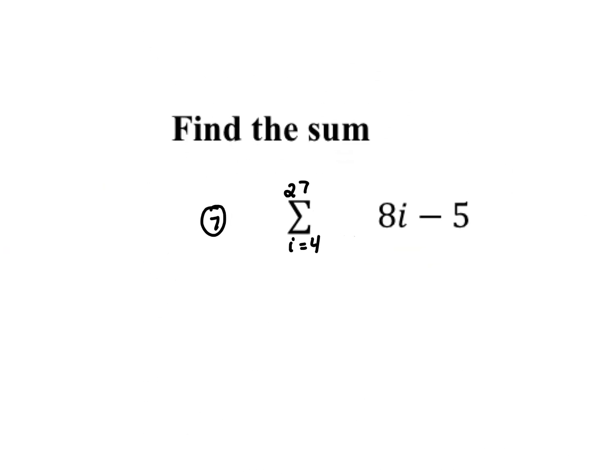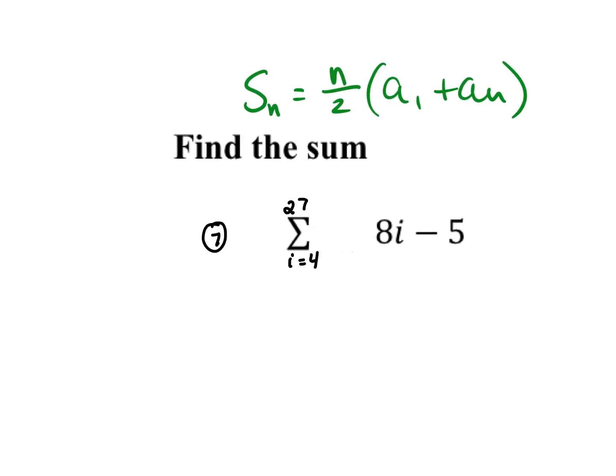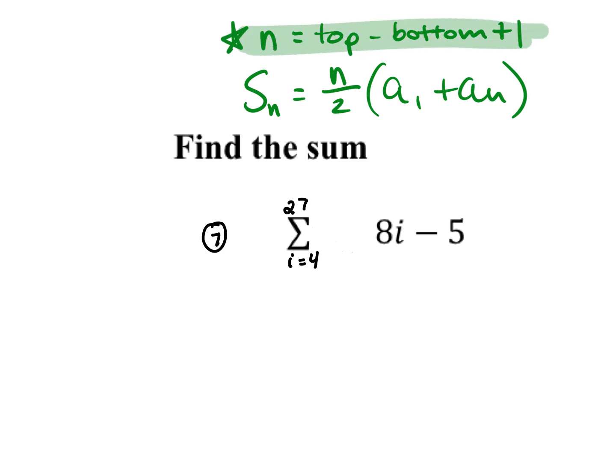So for number 7, we want to find the sum. So here we're going to use our sum formula. So S sub n is equal to n over 2 times a sub 1 plus a sub n. You also need to know how to find n. So n is equal to top minus bottom plus 1. So you need to know how to find n for the quiz tomorrow.